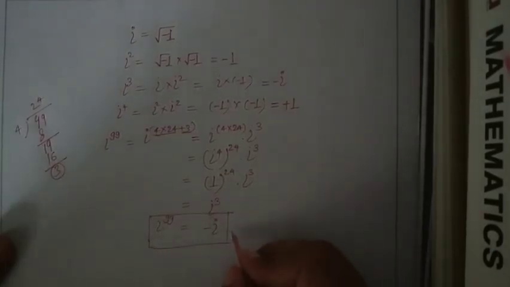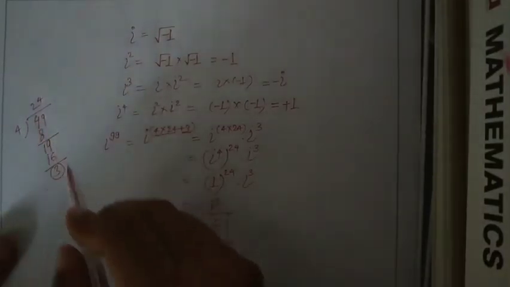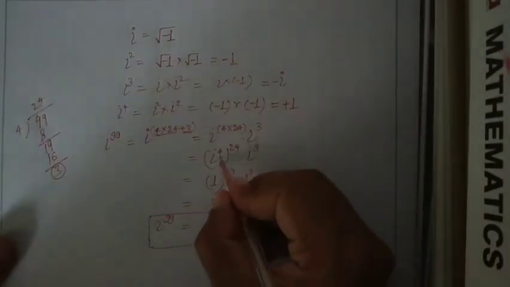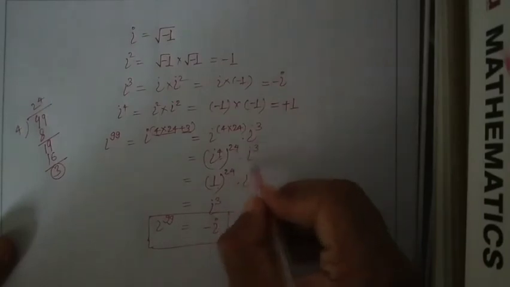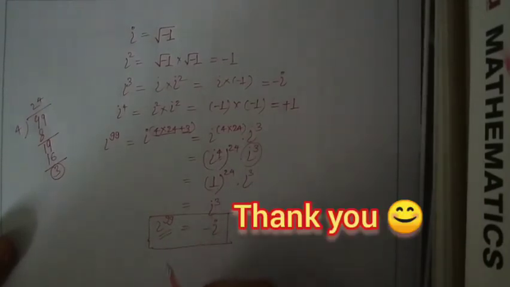This way you can calculate any power of iota i, which is calculated with the help of multiples of 4. Any multiple of 4 becomes 1, and only the remainder part will give you the value of that particular complex number.